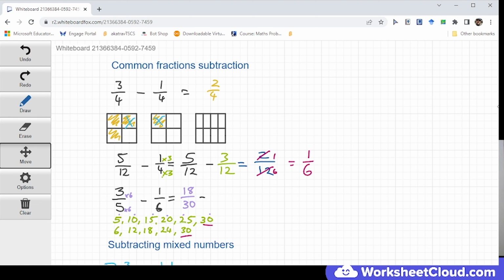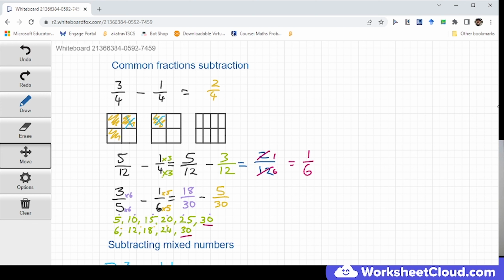Leave my minus in place. What am I going to do to my 6 to turn it into 30? 1, 2, 3, 4, 5. Well, we're going to times it by 5. And what you do to the bottom, you do to the top as well. 1 times 5 is 5. 6 times 5 is 30.